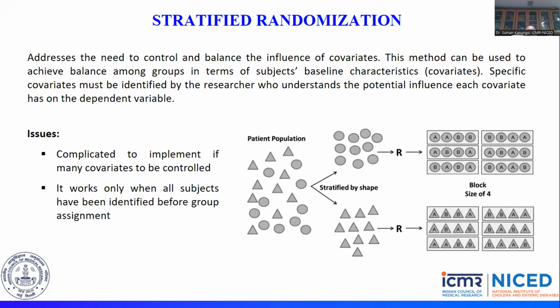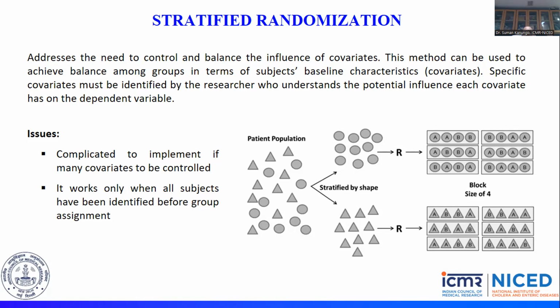Another one is stratified randomization. Stratified randomization addresses the need to control and balance the influence of covariates. For example, we randomize within age strata, among 5 to 15, and 15 years and above. Or according to the length of the baby, or height of the person, we do the stratification. So these covariates are controlled so that they are equally distributed among the different strata.